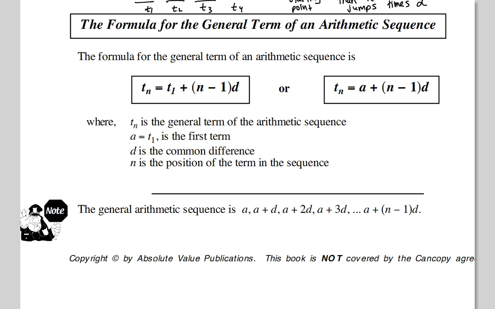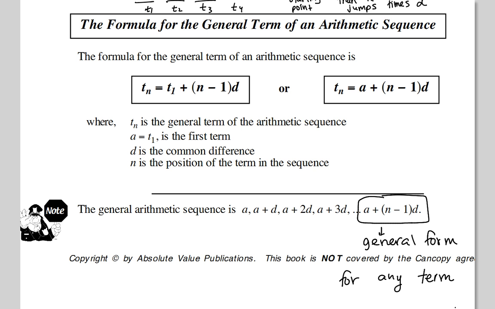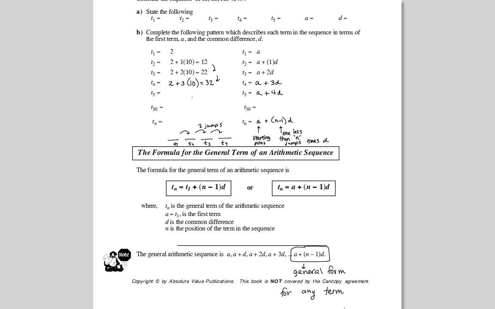Okay, so you have the general arithmetic sequence at the bottom, right here on this page. You start at A, the next one's going to be A plus D, the one after that's A plus 2D, and so on, A plus 3D, and so on, and then you get the general form. So this is the general form for any term. That's very powerful. If you wanted to know the 1,000th term, you just plug in n is 1,000. 1,000 take away 1, 999 jumps times d, and you've got it. Any questions so far?